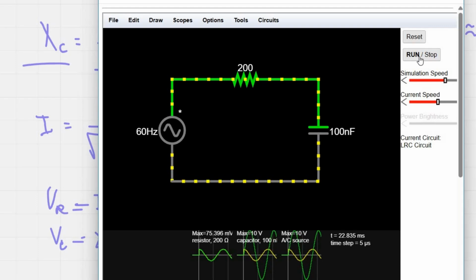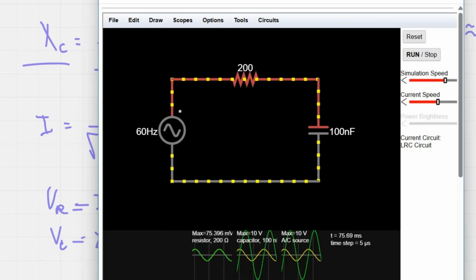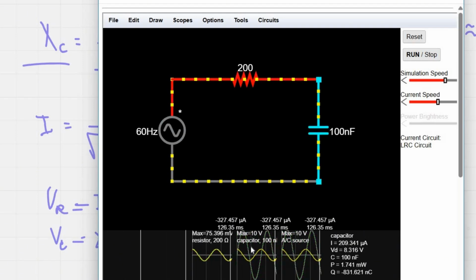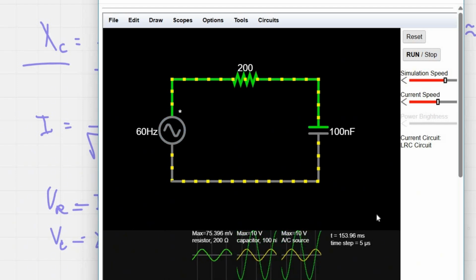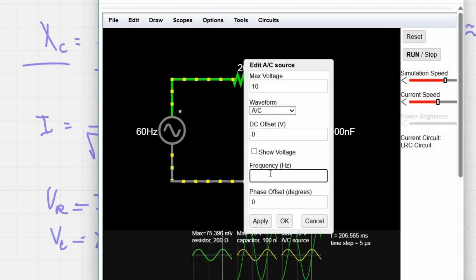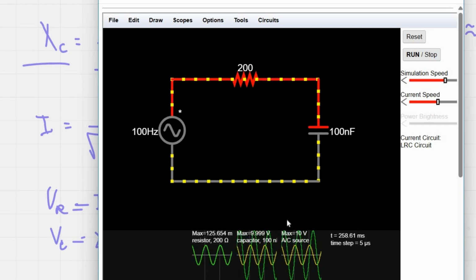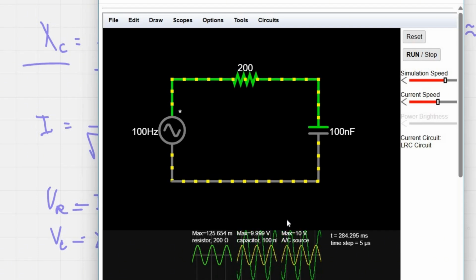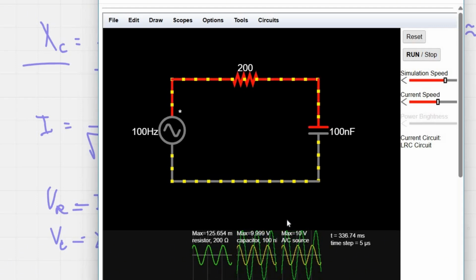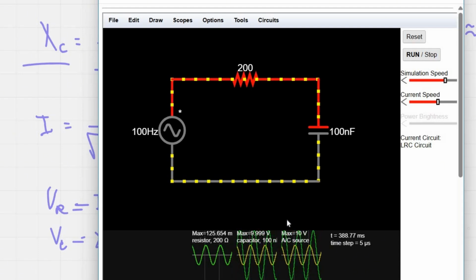What you see at low frequency is that the capacitor has a large reactance, so it resists the current. As a result, most of the voltage appears across the capacitor. As you see, these are the resistor's graph, the capacitor's, and the AC source. Now let me change the frequency from 60 maybe to 100. When I increase the frequency, the capacitive reactance decreases. This allows more current to flow through the circuit. Now, as you see in the graphs, the voltage across the resistor increases while the voltage across the capacitor decreases. This happens because in a series circuit, the voltage divides depending on impedance.